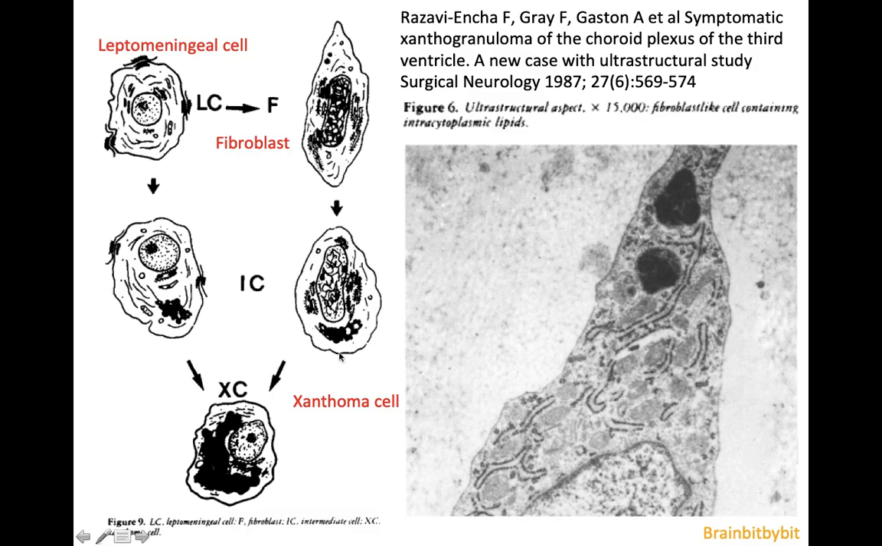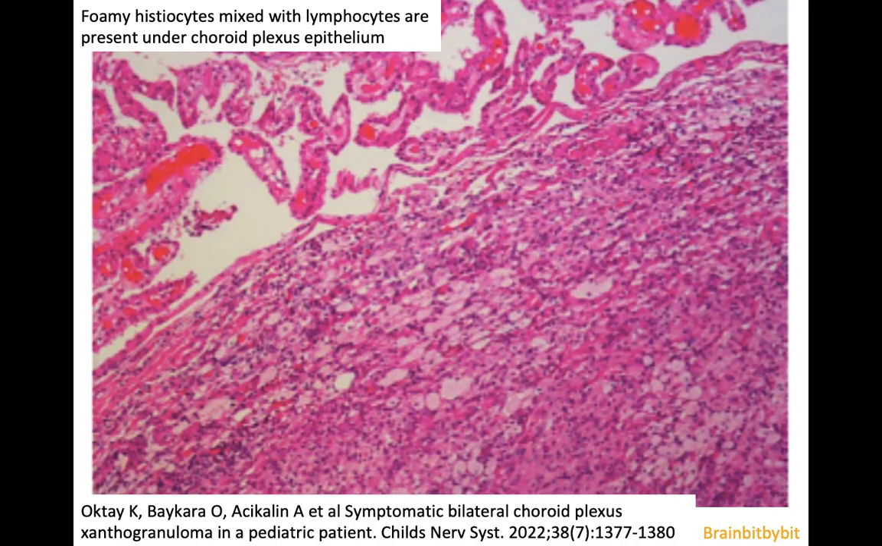And when you think of these xanthoma cells that are filled with lipids, so a lot of lipids in their cytoplasm, they are thought to be derived from leptomeningeal cells that differentiate into fibroblasts and then accumulate all those lipids in their cytoplasm. The foamy histiocytes with all these lipids are located under the epithelium of the choroid plexus, so not in between the villi. And this histology has been acquired in a child with symptomatic bilateral choroid plexus xanthogranulomas.